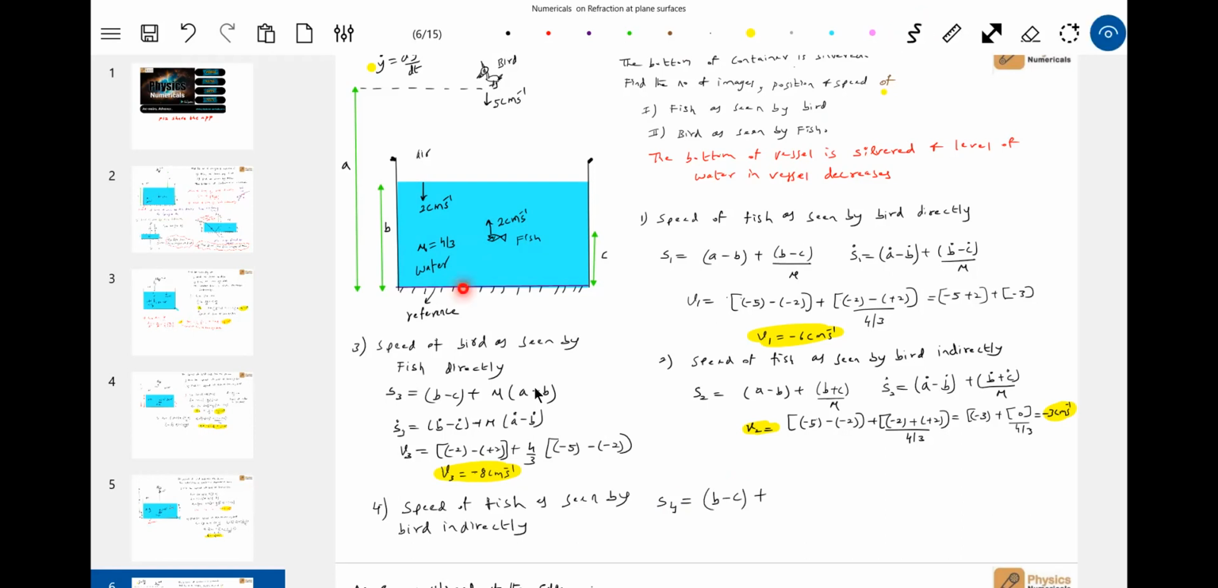Indirectly means first what will happen? The bird is at a distance A minus B. The mirror will see the bird, no? And the bird will appear further. So what is the distance of the bird from the boundary? A minus B. So apparent height will be mu times A minus B. And that will be seen by the mirror, no? And its image will be formed. So therefore, this will become B minus C, B plus mu times of.